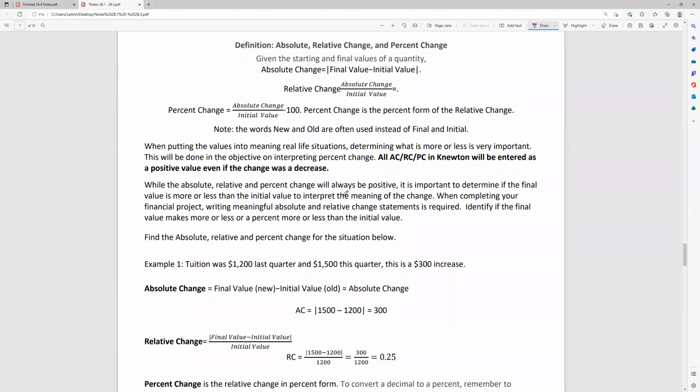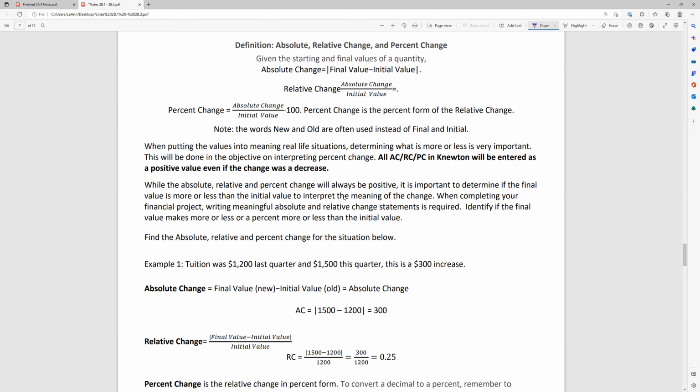When putting the values into a meaningful real life situation, determining what is more or less is very important. This will be done in the objective on interpreting the percent change. So all the absolute change, relative change, and percent changes in Newton will be entered as a positive value, even if the change was a decrease. They usually use the word decrease in the problem to represent the fact that it was a subtraction that was negative before we took the absolute value.